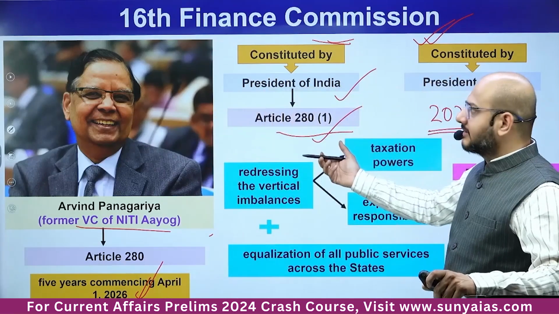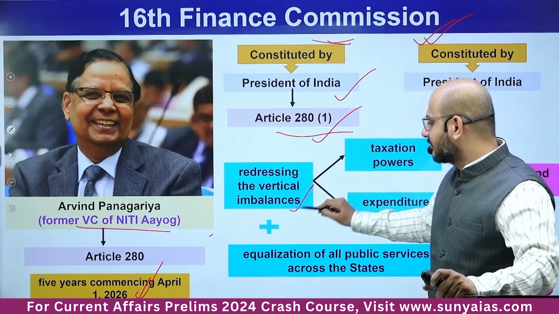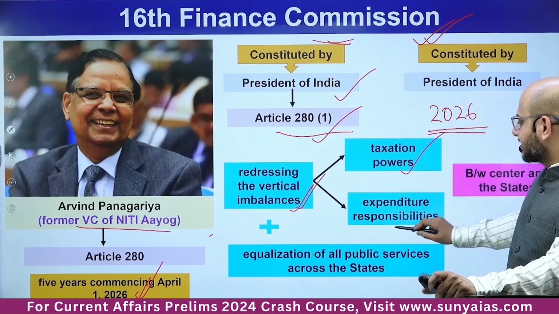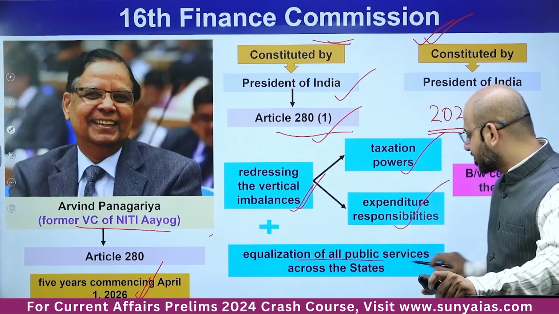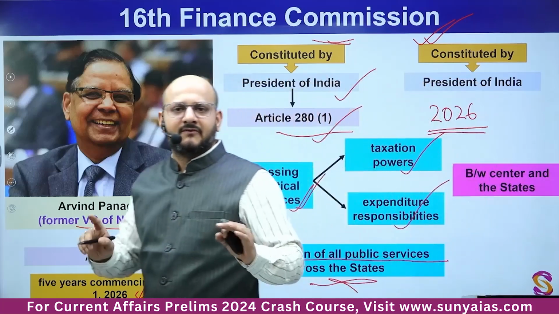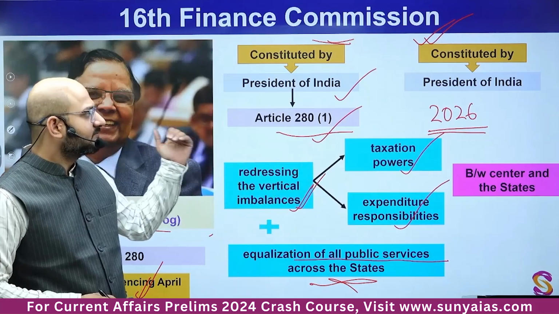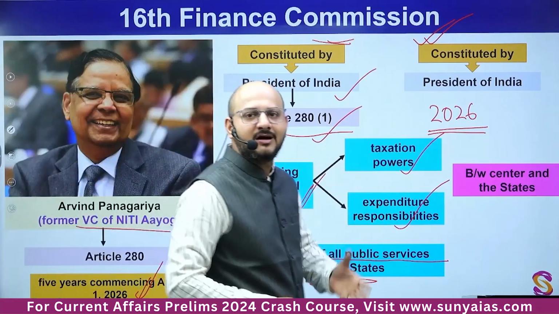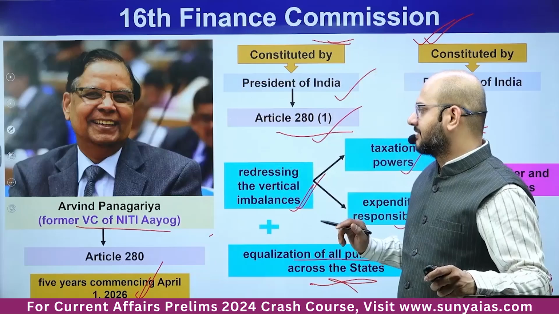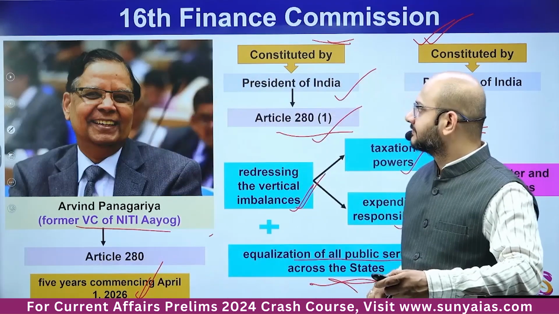And other finance commissioners will also be there, redressing the vertical imbalances in the finances, taxation powers, expenditure responsibilities, and equalization of all the public services across the states. So, a lot of vertical and horizontal distribution of taxes between the center and states, the devolution of money, the grants, that will be decided by the Finance Commission. Remember guys, the time period will start from 2026.